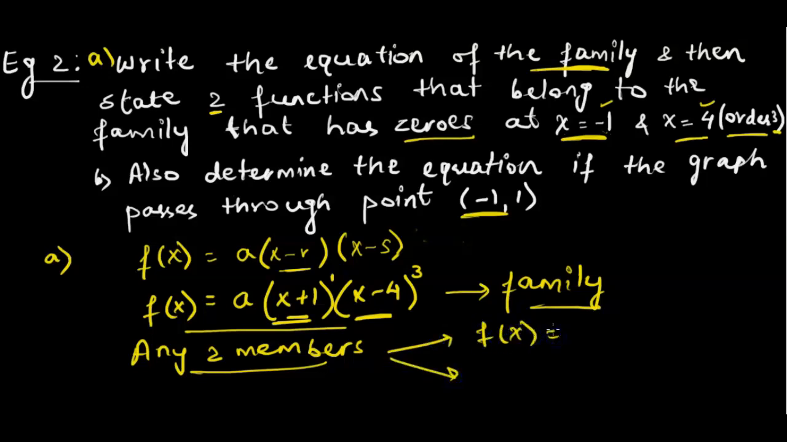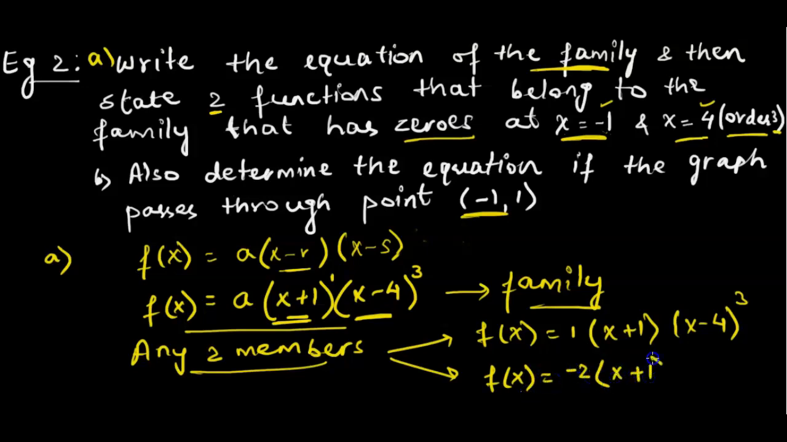So if I want to put A as 1, I can put A as 1. This is (x - 4)^3. Another member equation I can write down is by putting A as -2. It's up to you. Whatever A value you want to put in, you can put in there. So these are any 2 members because they have the same factors. That's why they belong to the same family.